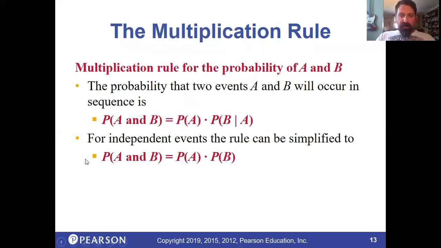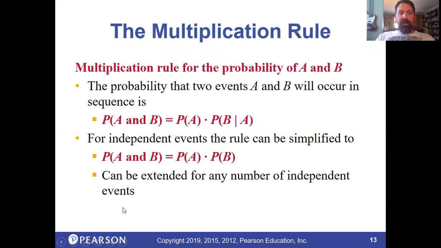I wouldn't really commit this to memory. This one is the one that you should really commit to memory because it gives you the caveat. Possibly the first thing that happens affects the second thing to happen. Now, these can be extended for any number of events. This one certainly can be extended, say, to C, and we'd have to multiply by the probability that C happens given that A and B happened.